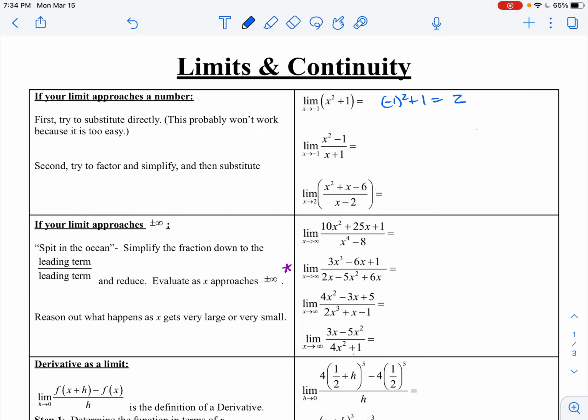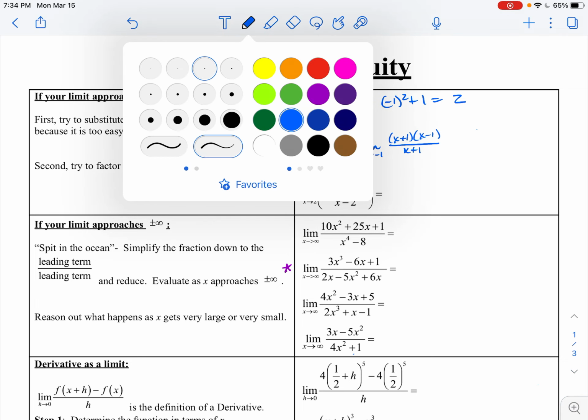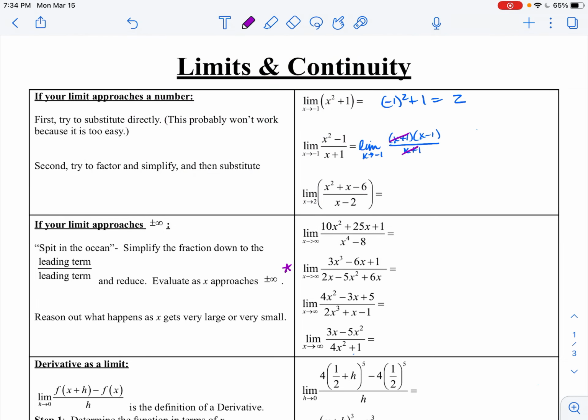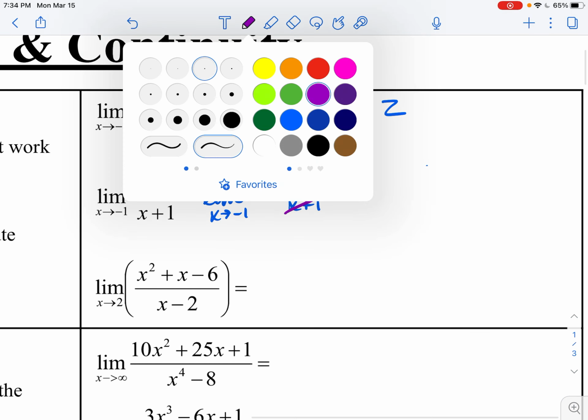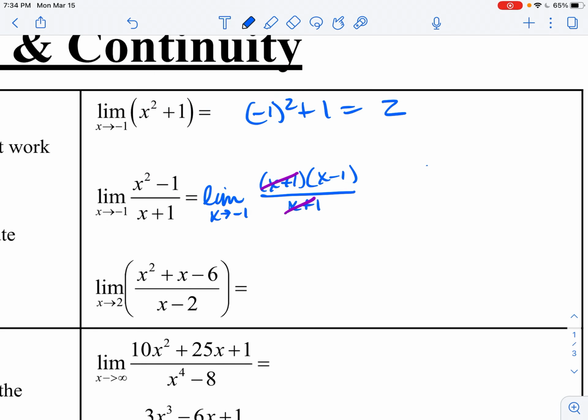Hopefully you recognize the numerator is your difference of squares, and so this is the limit as x approaches -1 of x plus 1, x minus 1, and that's all divided by x plus 1. We can see we have a common factor in the numerator and the denominator. So I factored and I've simplified. Now I'm going to go ahead and substitute. So this is the limit as x approaches -1 of x minus 1, which equals -1 minus 1, which is -2.